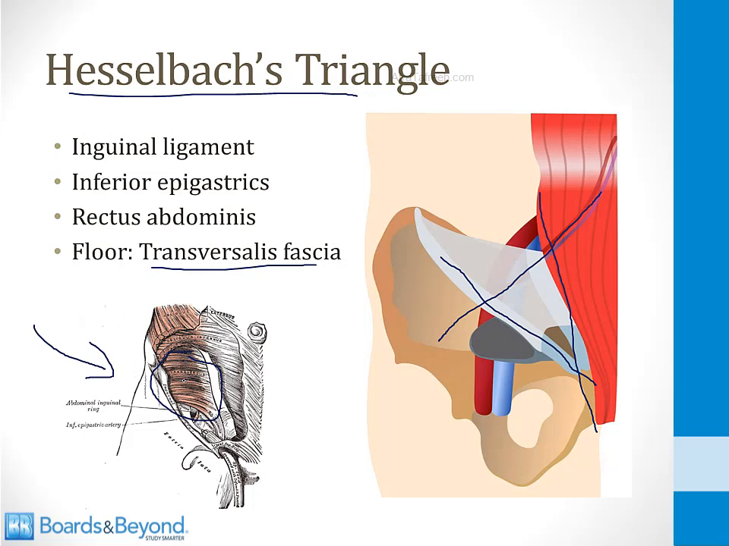It becomes weak in direct hernias and breaks down, and a hole opens up, and then bowel can protrude through the transversalis fascia and then pop out of the external ring right here. Note that the origin of this hernia in Hesselbach's triangle is medial to these epigastric vessels here. That contrasts it with indirect hernias, which are lateral to epigastric vessels.